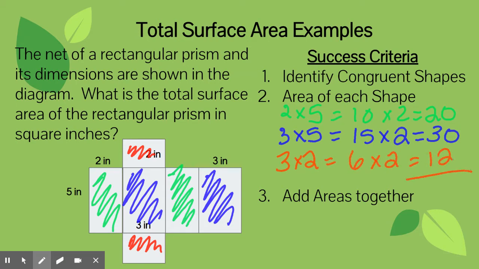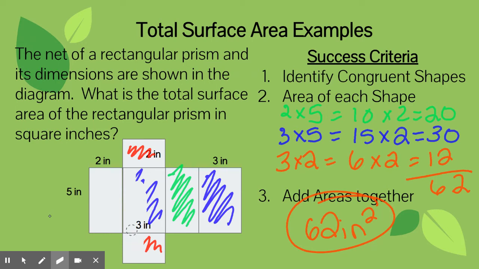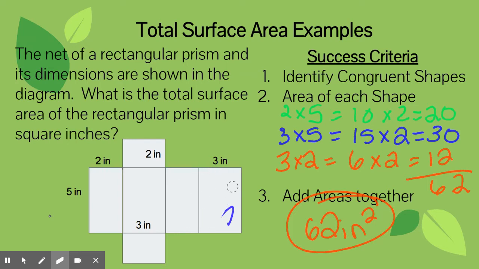And then I add them all together. 0, 0, 2 is 2. 2 plus 3 is 5, plus 1 is 6. So all together is 62 square inches. And that's my answer. And that's all we've got to do there. Okay, let's erase. So all I did was find the area of each of the individual shapes. If you don't know which is which, then I would just find the area of each individual shape on its own and then add it together instead of multiplying by 2.